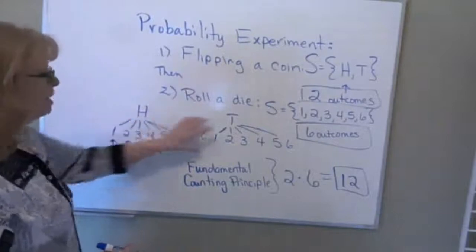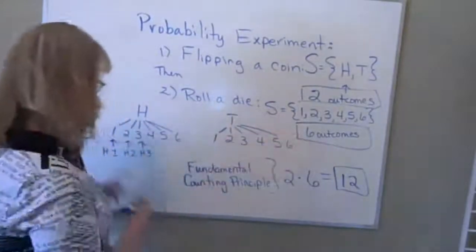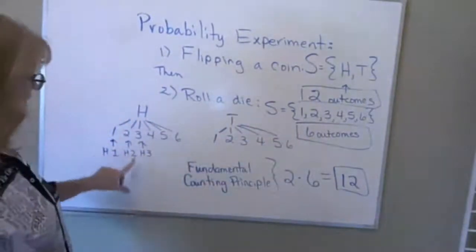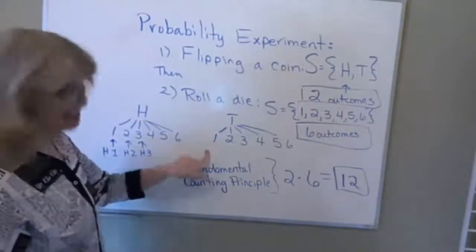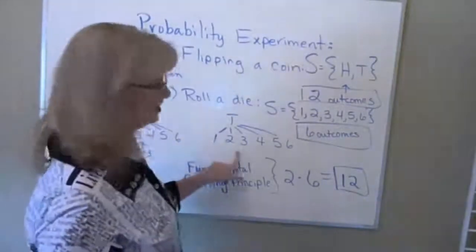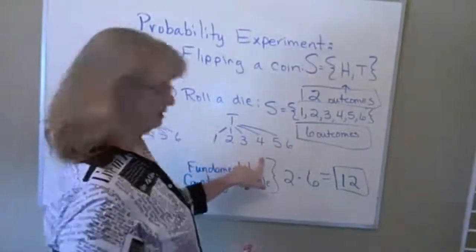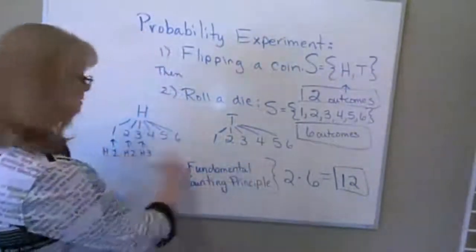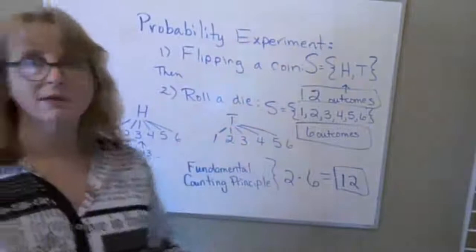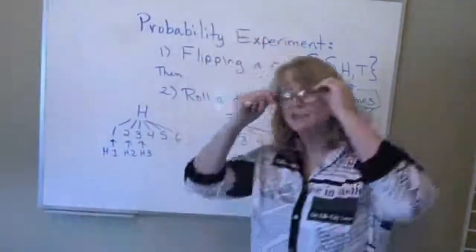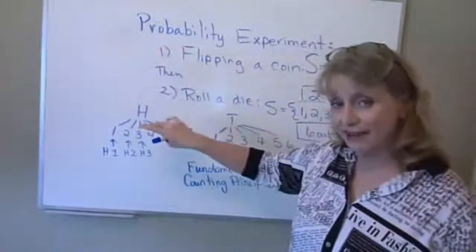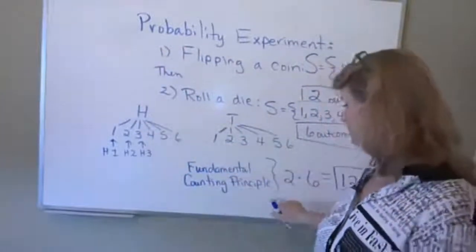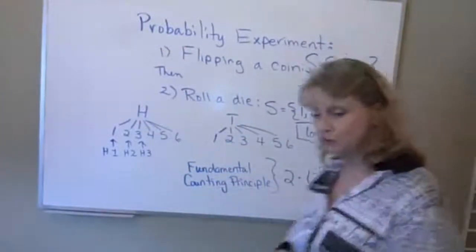So we could have written them all out like this. They would have been heads in a 1, heads in a 2, heads in a 3, heads in a 4, heads in a 5, heads in a 6, tails in a 1, tails in a 2, tails in a 3, tails in a 4. I should make up a song. Okay, but there would be 12 possible outcomes, 12 possible combinations of outcomes if we had this sequence of 2 events. And that's how the fundamental counting principle is used.